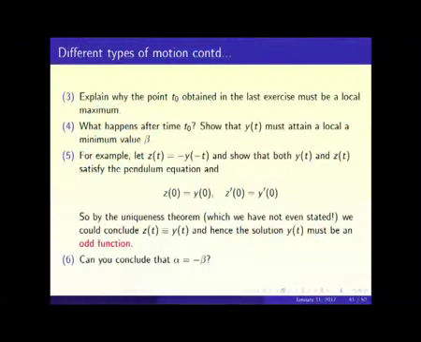Look at problem number 5. Problem number 5 tells you that the extent to which it goes to the right is the same as the extent to which it goes to the left. That's because we have said that y of 0 is 0, and so the solution must be an odd function. Here we appeal to a uniqueness theorem, which we have not proved, the elusive uniqueness theorem.